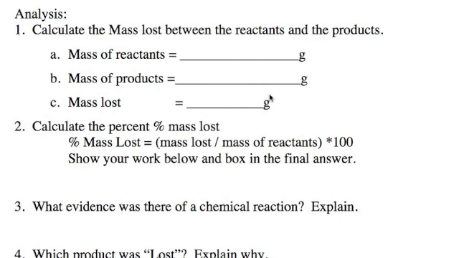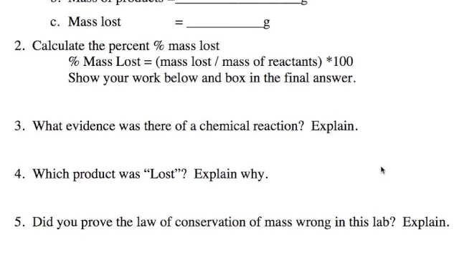Okay? Now, calculate the percent mass lost. So we're going to compare how much was lost to how much we originally had. So the equation for that is mass lost divided by mass of reactants. So this number right here in step C divided by this number right here in step A. And then the reason we multiply it by 100 is to make it a percent.